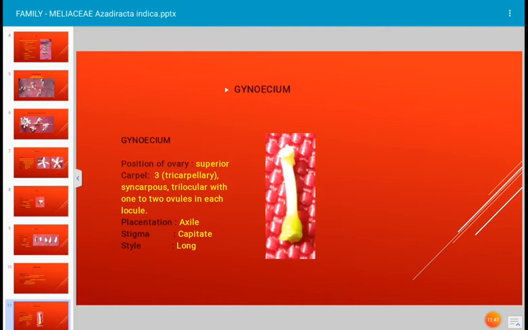Trilocular with 1 to 2 ovules in each locule. How is the attachment of the ovules in the ovary? That is called placentation. How is the placentation? The ovules are attached to the central axis of the ovary. Hence the placentation is axial placentation. How is the stigma? Stigma is capitate. What is capitate type of stigma? Capitate type of stigma means the stigma ending in a compact head-like structure. That is capitate type of stigma. Style is long.